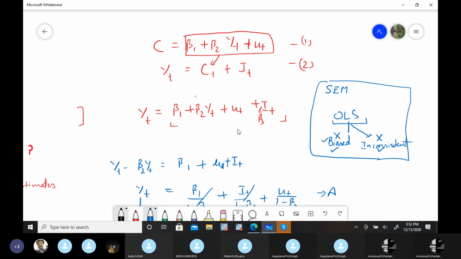Okay, so this is one of the consequences of simultaneous equation models. There is another consequence of the simultaneous equation models, that it is possible that you will not get unique estimates of parameters. This was the first problem. Okay, this is the first problem with the simultaneous equation models.